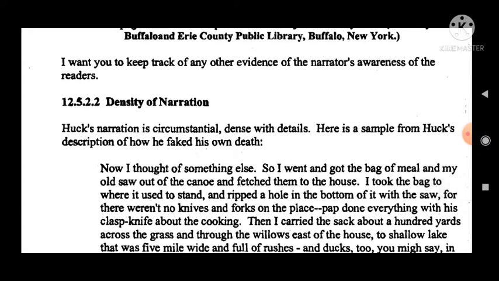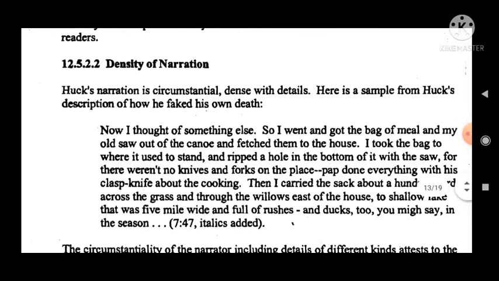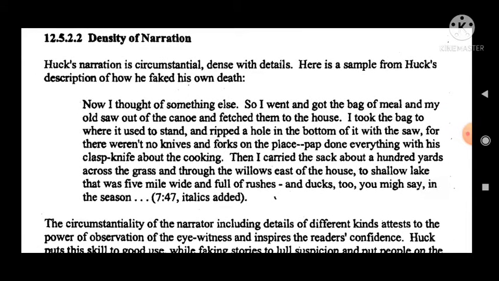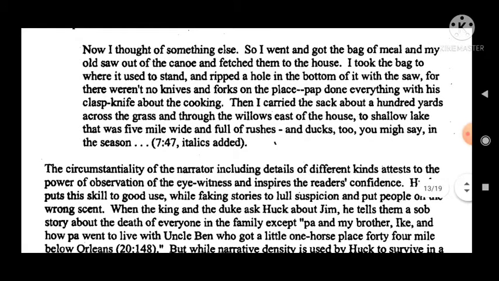Then, density of narration. Huck's narration is circumstantial, dense with details. Here is a sample from Huck's description of how he faked his own death. Now I thought of something else, so I went and got the bag of meal and my old saw out of the canoe and fetched them to the house. I took the bag to where it used to stand and rived a hole in the bottom of it with a saw, for there were not no knives and forks on the place.